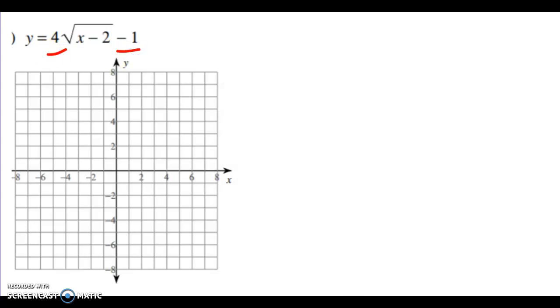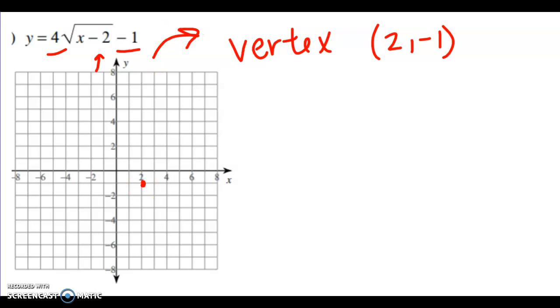So what you're going to find is we could find the vertex right away. Your vertex, remember, is going to be the opposite of what's in here. So it's going to be 2, and then it's going to be negative 1 because it's whatever is on the end. Now, you're going to be able to see this is going to be my starting point, and that's fine. And since it's a positive number, we know that it's going to go up and over.